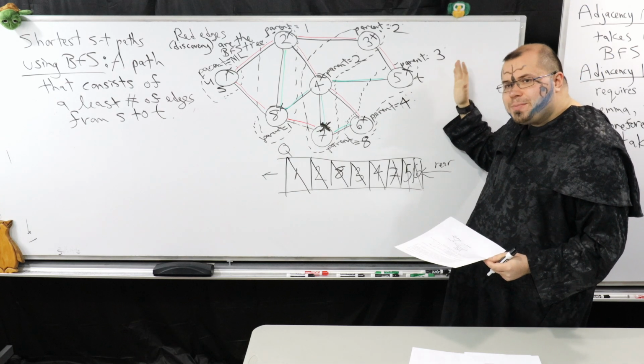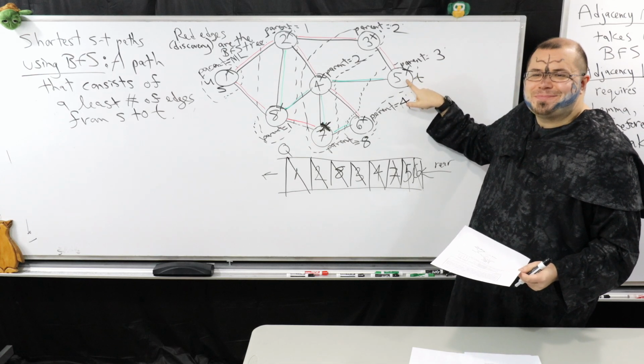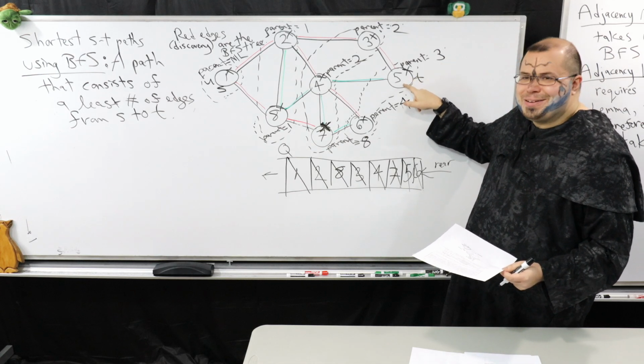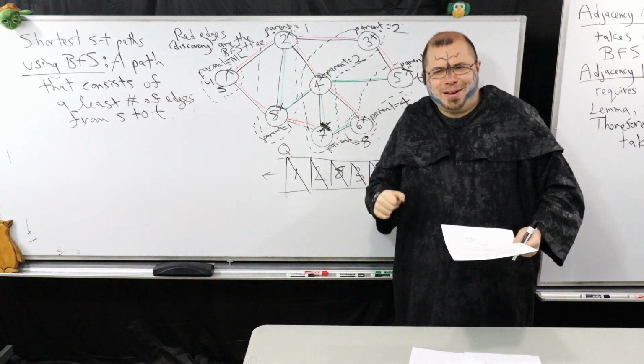But what information can I use if I get to T and I want to know what the path is? Can somebody tell me? Don't be shy. I'm happy to hear any ideas that anybody has about this.